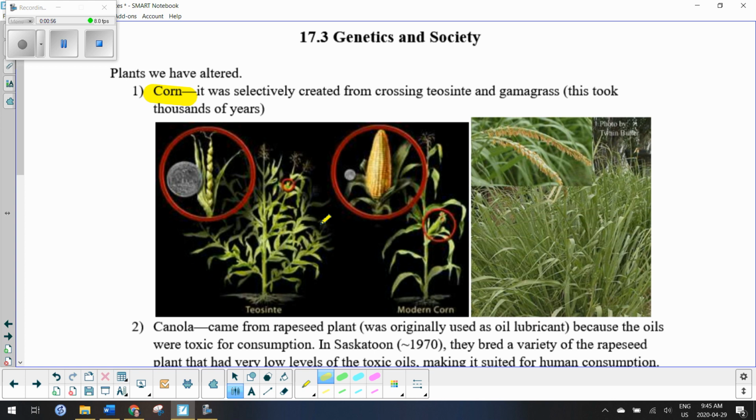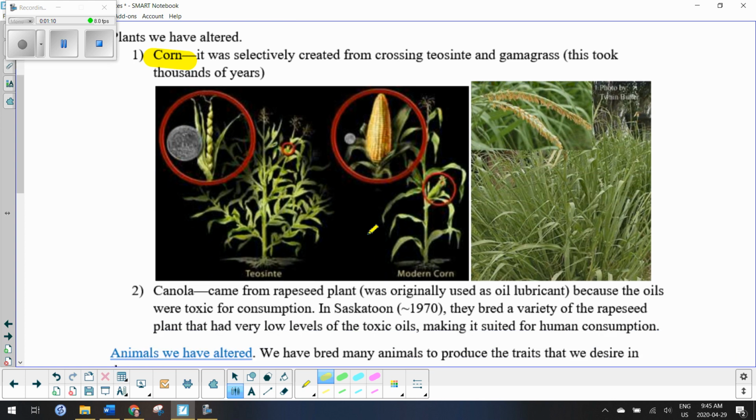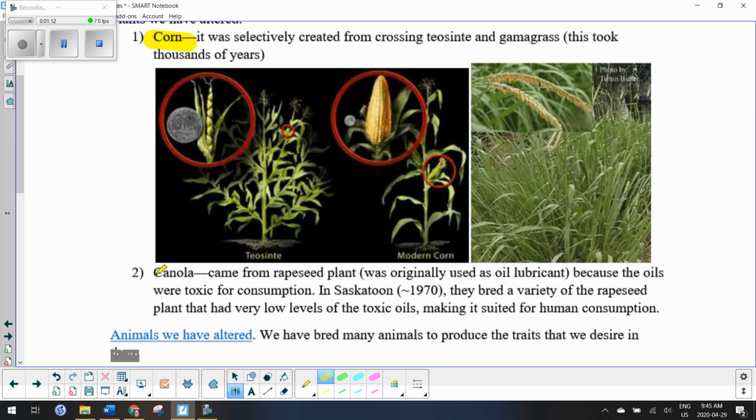Now, this did take thousands of years to get to where the corn is today. So it's hard to imagine that something like this created something like this. So selectively breeding does take a fairly long time.